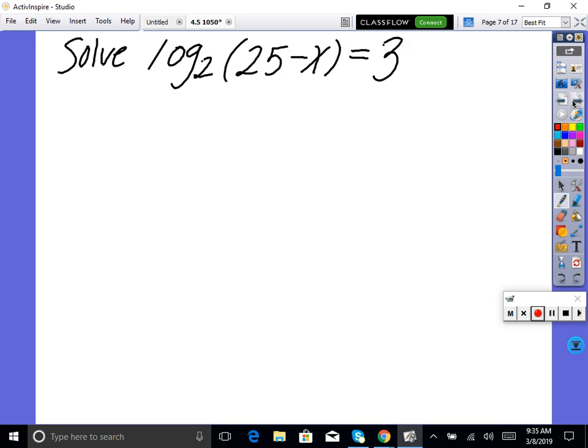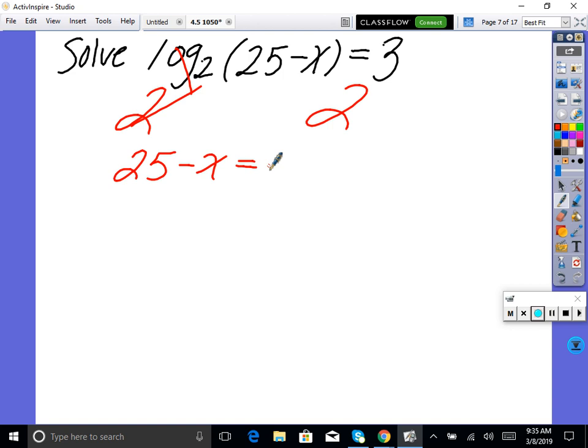Okay, another one. So tell me what I do. Base 2 both sides. Isn't that what undoes a log base 2? So we have 25 minus x equals, that's not 2 times 3. Don't be that person. 2 to the 3rd power is 2 times 2 times 2, which is 8. Then we'll subtract 25. So now, oh, that's a 25, sorry. And we have negative x equals negative 17. Therefore, x equals 17.